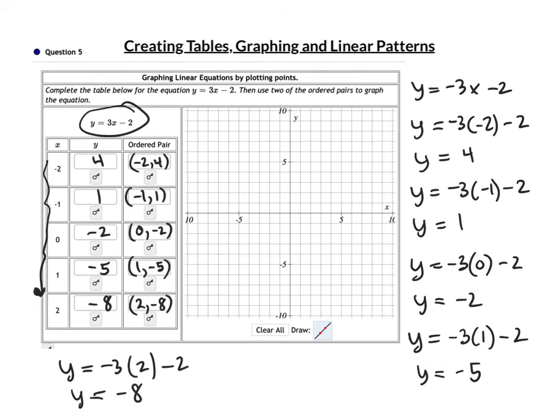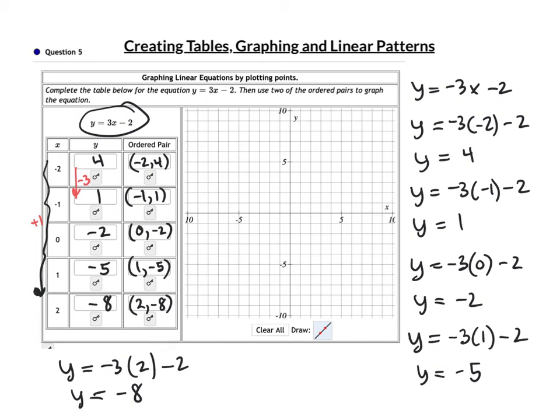Be observant and look for patterns in your table. A linear equation will always create a linear pattern of increasing by a constant, the same value every time. X increases by 1, and y decreases by 3. We're going down 3. 4 to 1, 1 to negative 2, negative 2 to negative 5. Look for that pattern because that tells you you're on the right track, that you've probably done it correctly.